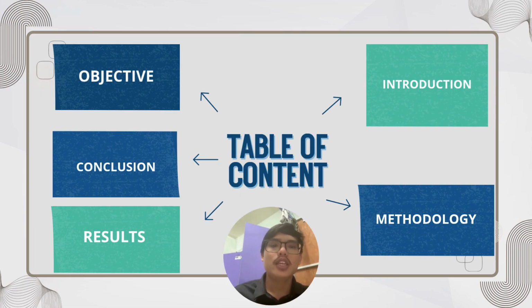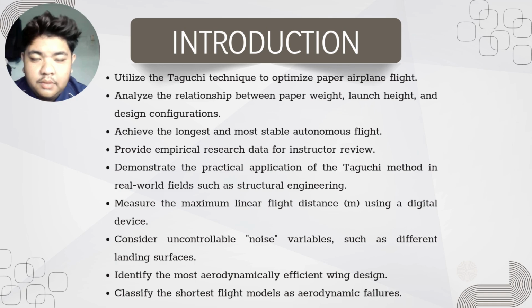Before we begin, here is an overview of today's presentation. First, we will introduce the background of the project in the introduction session. Next, we will explain the objective of the experiment. Then, we will describe the methodology, including the experiment, procedure, and the factors involved. After that, we will present and discuss our results. Finally, we will conclude the presentation by summarizing our findings and the effectiveness of the Taguchi method in optimizing paper airplane performance.